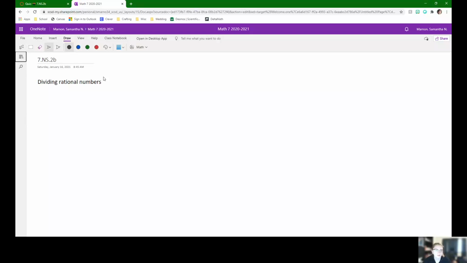This is a crash course on standard 7.NS.2b, or dividing rational numbers. So we can use the same rules that we did when we were multiplying rational numbers: when we have the same sign, it's positive, and when we have different signs, it's negative.